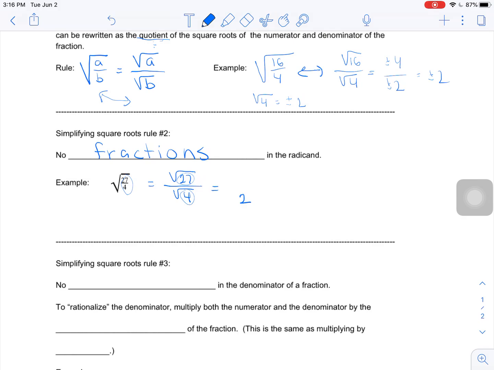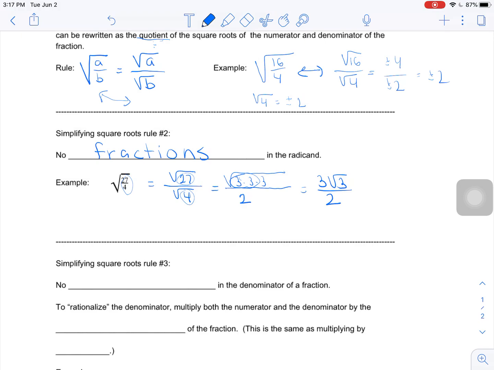So square root of 27, that we can break down. If we do the prime factorization for it, it breaks down into 3 times 3 times 3 is 27. So I can get one perfect square out of there because 3 times 3, that's 9. So if I square root that, I get 3. So I end up with 3 times the square root of 3 over 2.